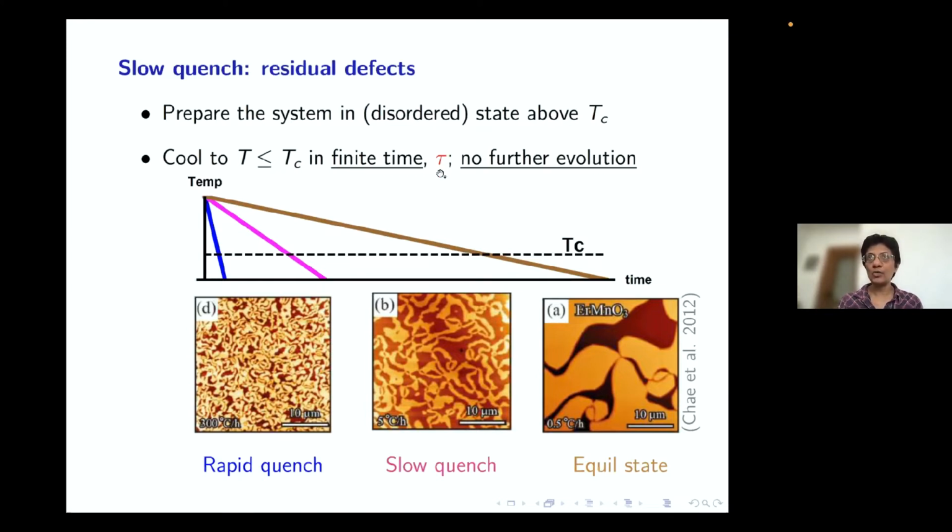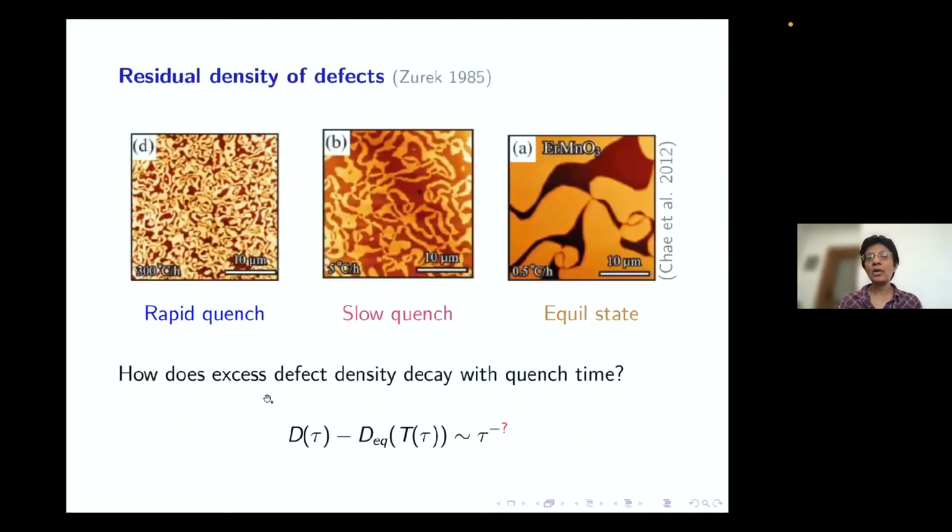Clearly when tau is very small, the system is very close to the disordered state and it will have lots of defects. As tau increases, the number of defects will reduce. Therefore one is interested in asking, how does the defect density change with tau? In particular, we know that there will be more defects compared to the equilibrium state. So the precise question is, how does the excess defect density, that means this difference, change with tau? Typically it goes as a power law, and one is interested in understanding what this exponent is.